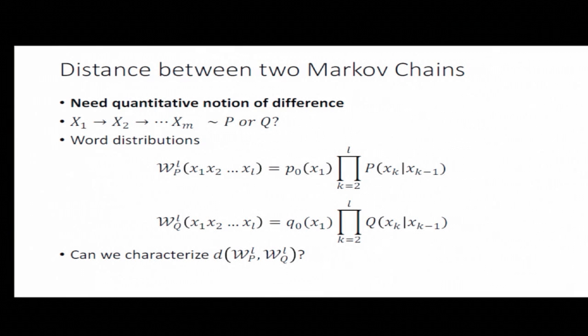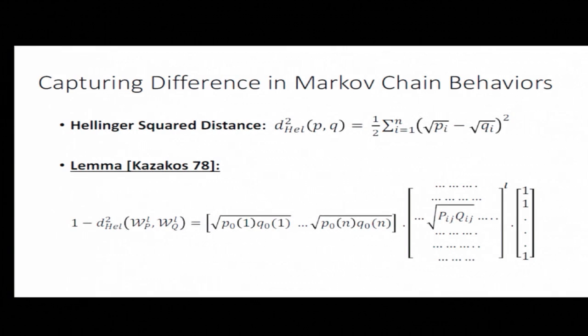To every string of length L, they assign a probability which can be written in a closed form. So the question is, can we characterize the statistical distance between the word distributions of chains P and Q? It turns out that if you're willing to work with the Hellinger square distance instead of the total variation, there does indeed exist a nice closed form for this distance. It was observed by Kazakos in the late 70s that 1 minus the Hellinger square between the word distributions has this nice form.